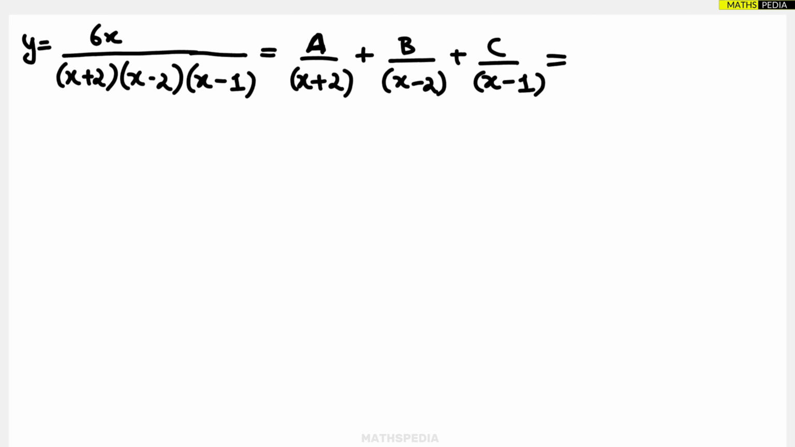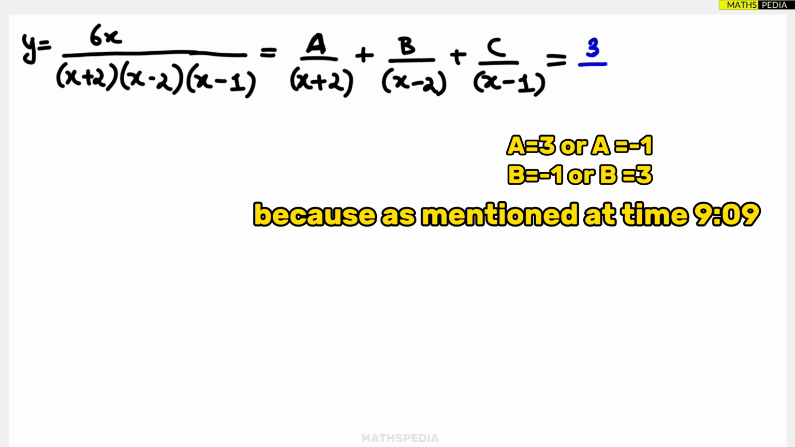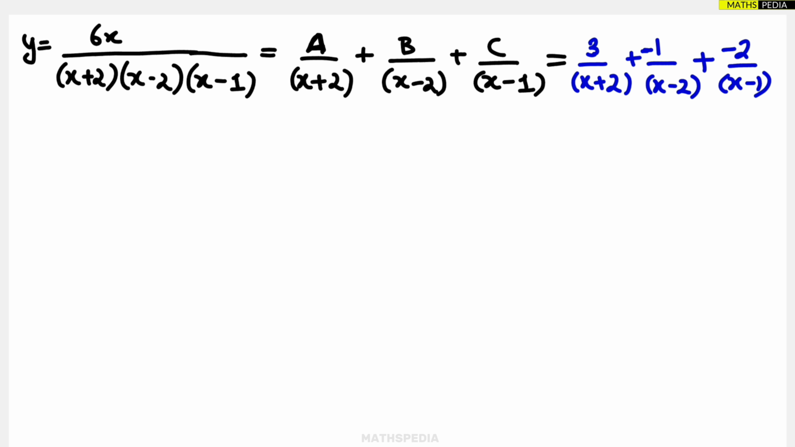So what I'll do, I'll substitute the ABC values whatever we got. So 3 divided by x plus 2, plus B divided by, so B value is what? Minus 1 divided by x minus 2, plus C value is how much? Minus 2 divided by x minus 1. Okay, so we got all the values of ABC. Now we can go for the nth derivative. So after finding the ABC partial fraction, we can go for the nth derivative.